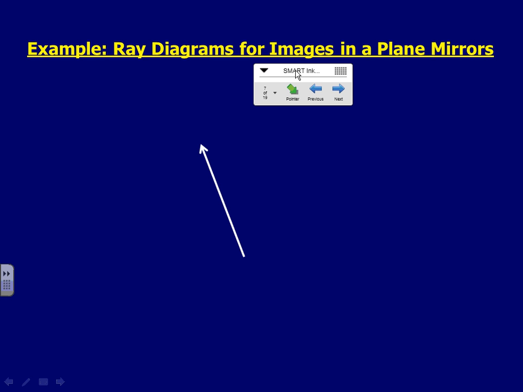Questions or concerns on finding images for the plane mirrors?